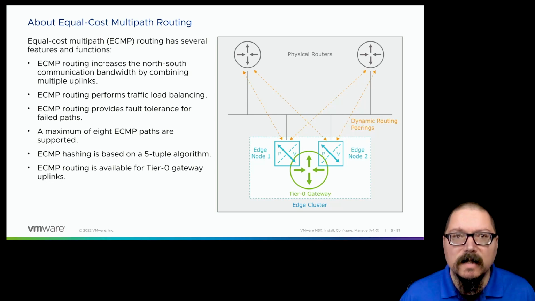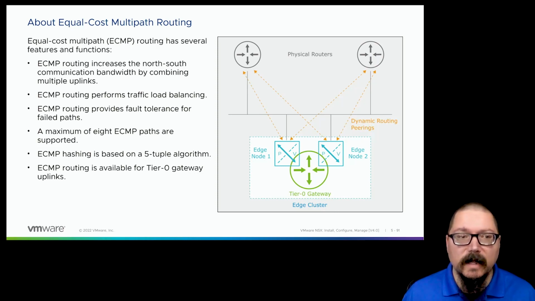ECMP basically allows us to take multiple paths upstream that cost the same. When we say cost, they cost the same from a routing perspective. And we can hash traffic to spread that north-south load across multiple uplink interfaces to multiple upstream peers.